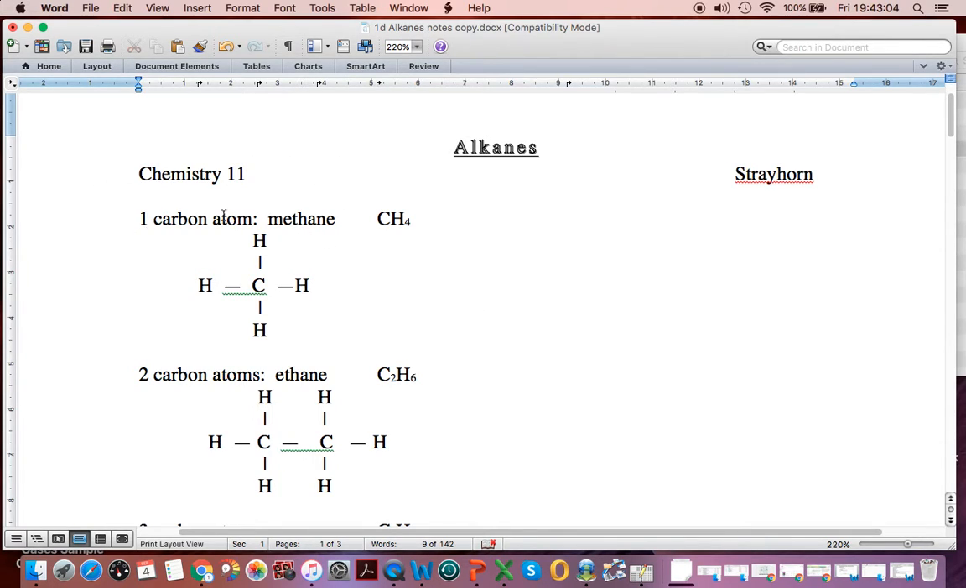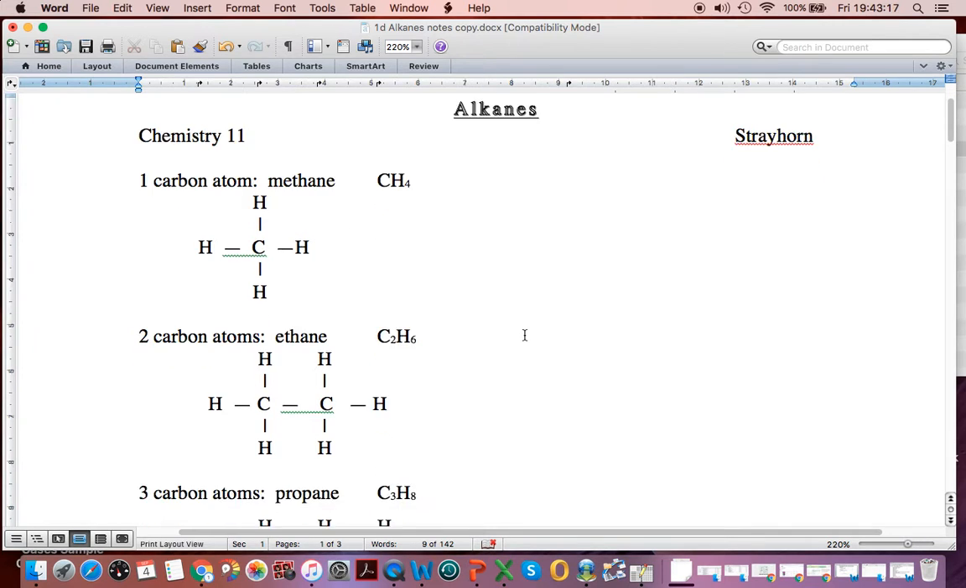So, one carbon atom in our longest chain. We can represent it as CH4. We can represent it with a structural diagram. These things are equivalent to us, but they both mean methane.